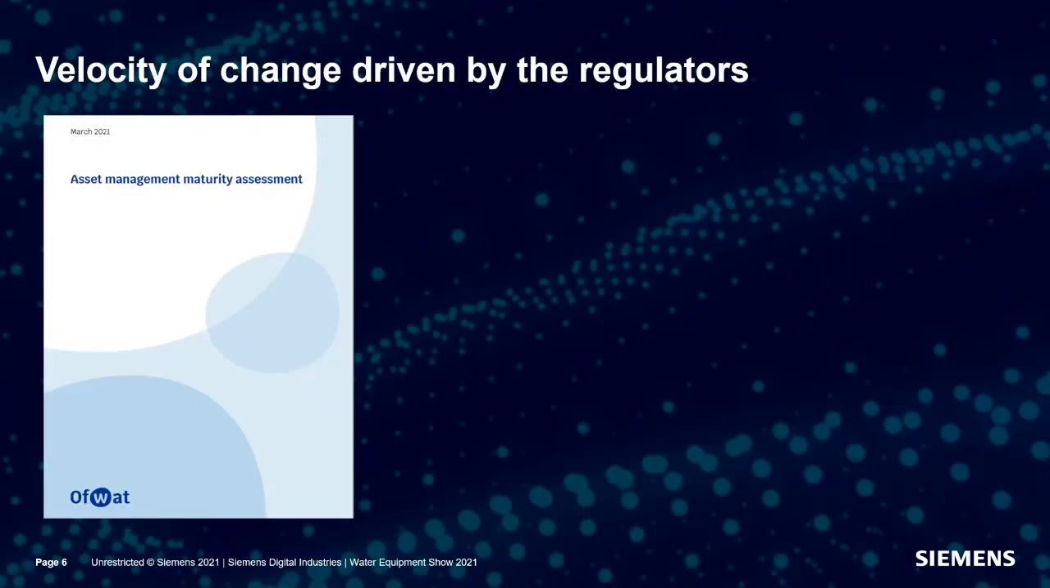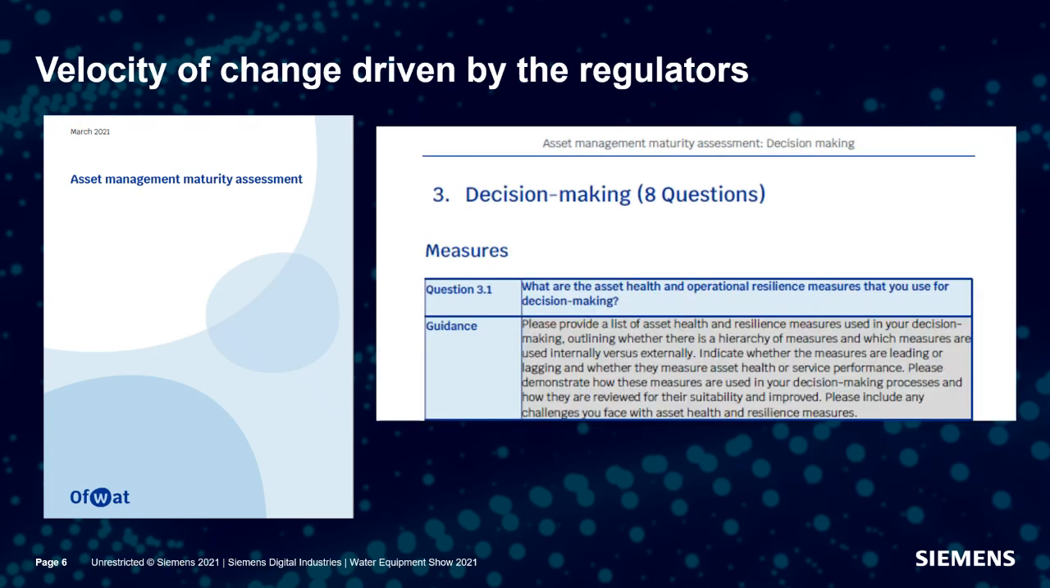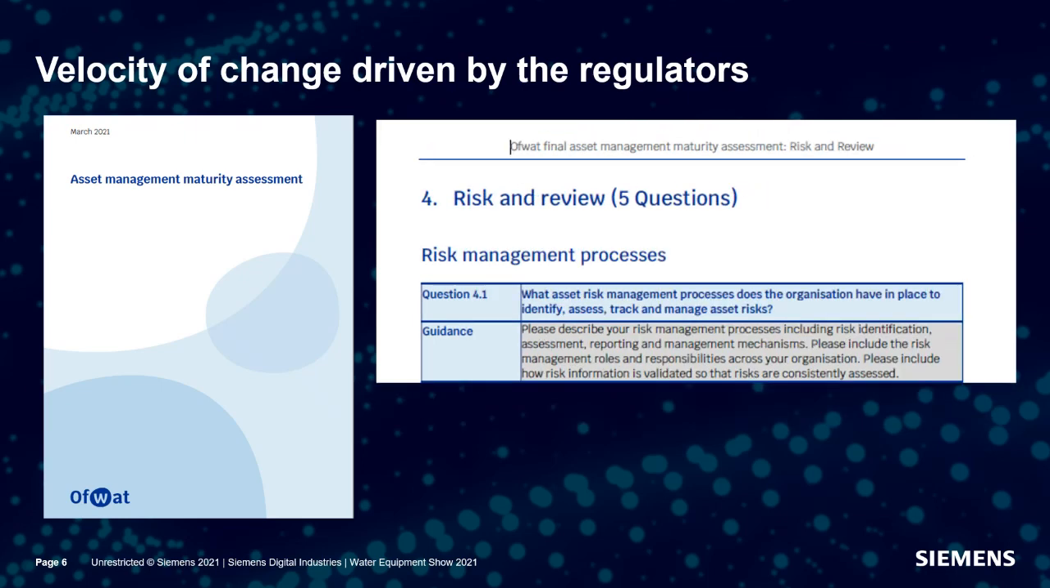Ofwat has now collaborated with the major water companies to produce between November of last year and March of this year the Asset Management Maturity Assessment. Ofwat, through its engagement with the sector, is looking to develop and understand asset health and resilience, building on some existing asset management frameworks to co-create a bespoke asset management maturity assessment. This looks at asset management capabilities and approaches and the data and insight used to inform decisions for the benefit of the customers, the environment and society now and in the long term.